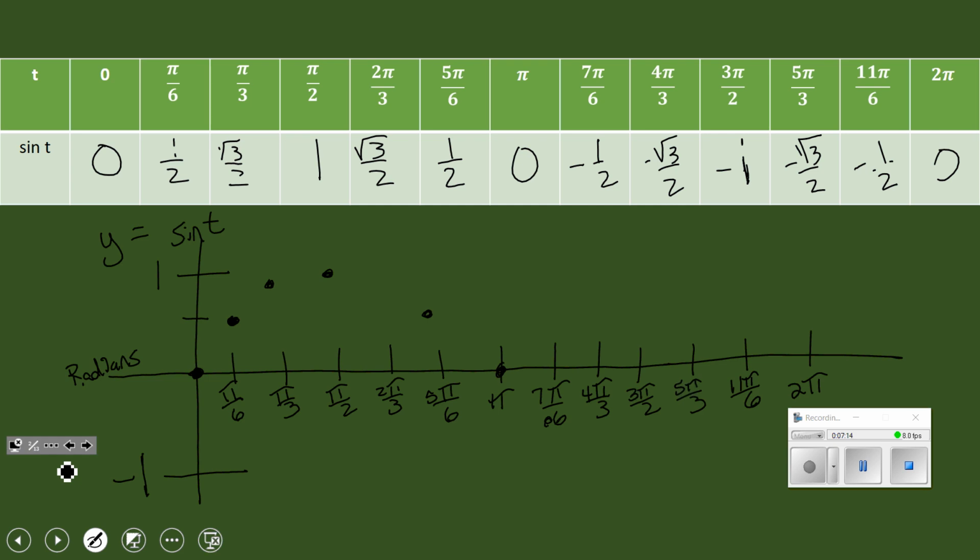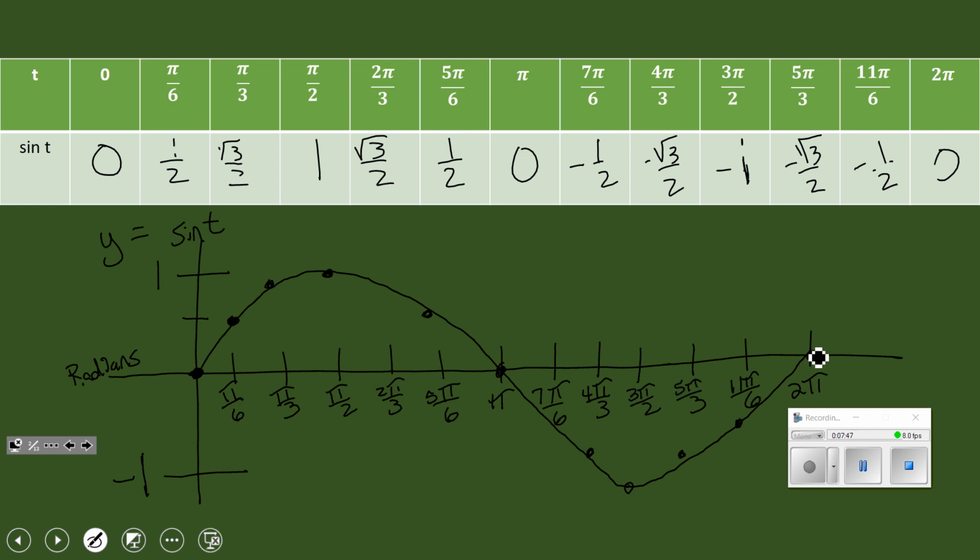Then negative square root of 3 over 2 is going to be close to negative 1. Then 3 pi over 2 is going to be down at negative 1. And then it's going to come back up, and then back to 1/2, and then back to 0. And if we connected it, it's going to look something like this.